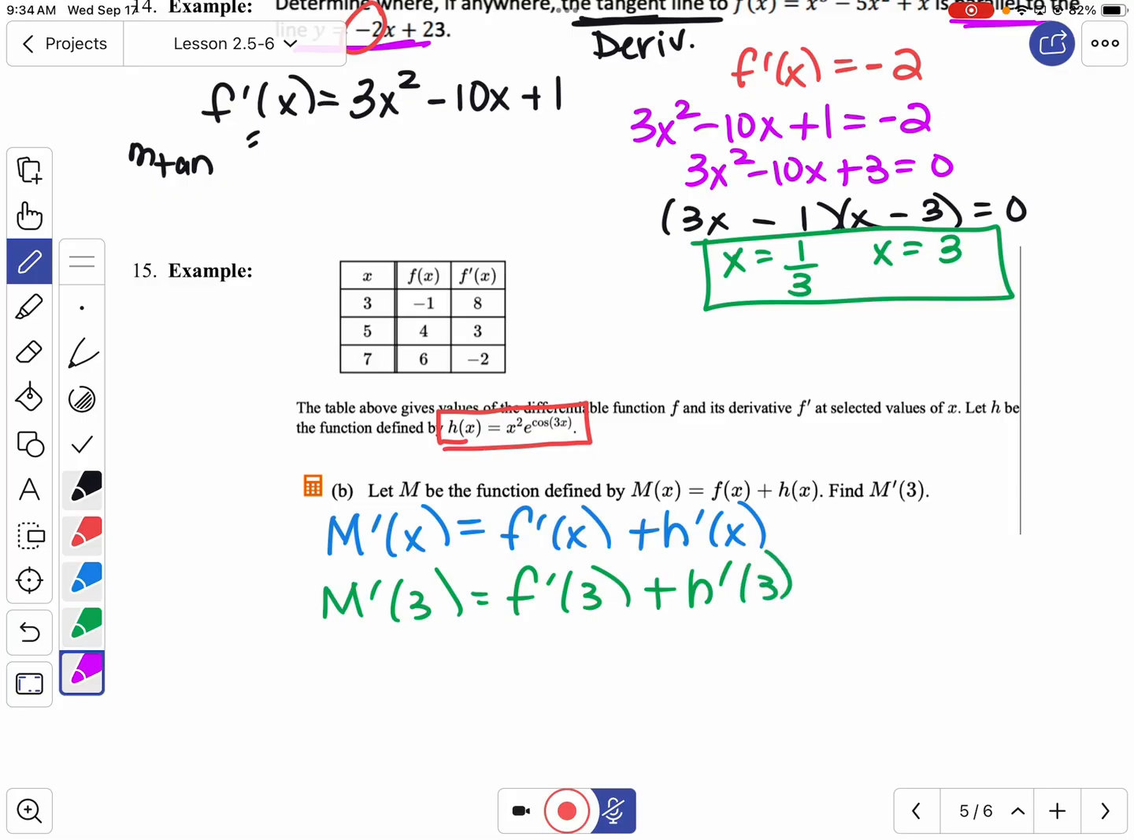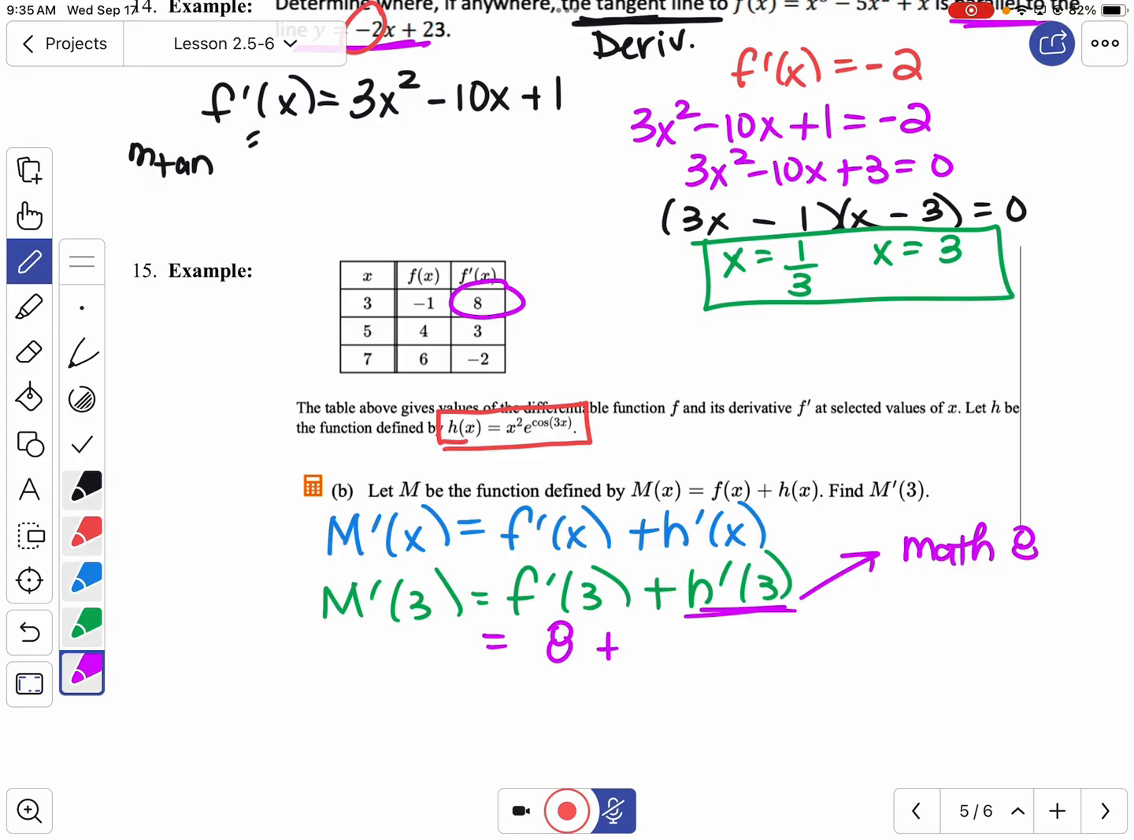Well, f prime at 3 they gave me. It's in the table. Okay? So f prime at 3 is just 8. But to get h prime at 3, we're going to have to use math 8 on that. Okay? That's why it's on a calculator section. You don't know how to do that derivative yet. You will. All right? But you don't know yet. So we would put it in math 8. So in math 8, my function would be x squared e to the cosine 3x at x equals 3.